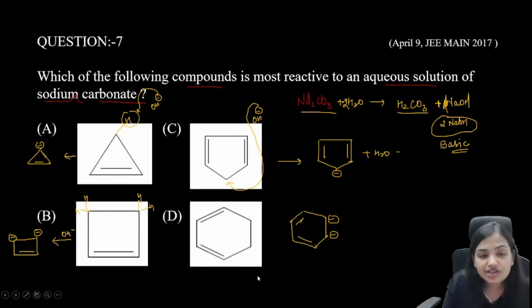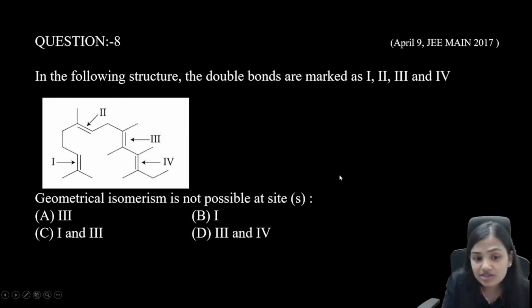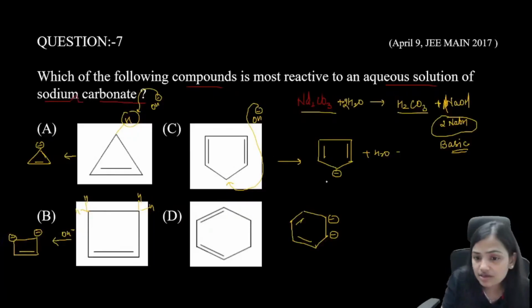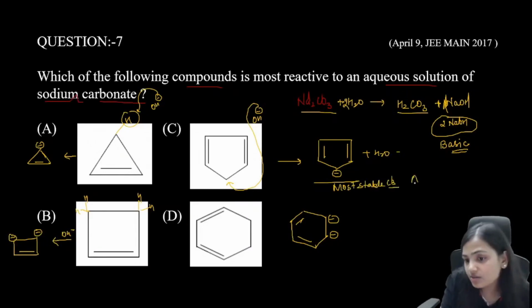Absolutely, Shubham. The question is from aromaticity. So if this base tries to react with the acidic hydrogen, here we get this conjugate base, and this is more stable. Why is this the more stable conjugate base? Because this is aromatic. So ultimately, who will be most reactive? Who will react at the fastest rate?